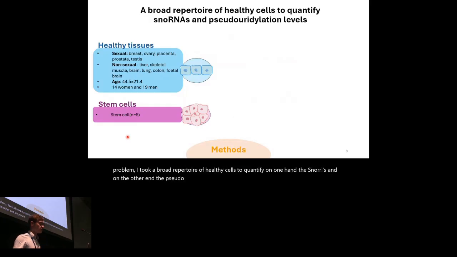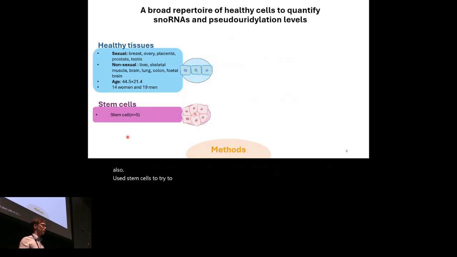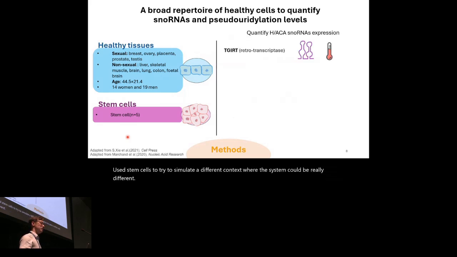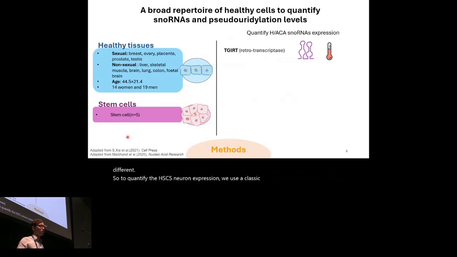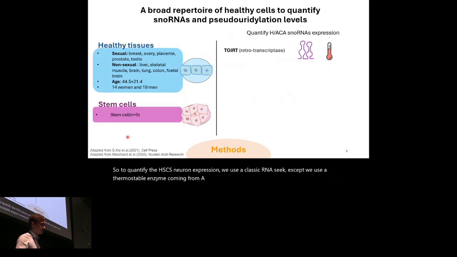To do this, we took different healthy tissues coming from sexual and non-sexual organs, coming from men, women, and on top of that we also used stem cells to try to simulate a different context where the system could be really different. To quantify the HACA snoRNA expression, we used a classic RNA-seq, except we used a thermostable enzyme coming from a bacteria that works at higher temperature, something that is really useful for RNAs such as HACA snoRNAs that are highly structured.